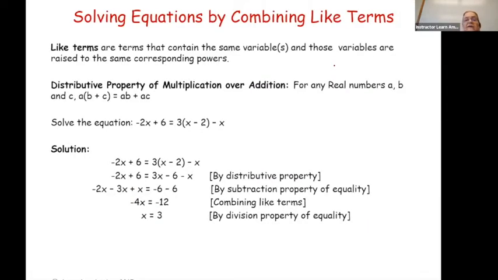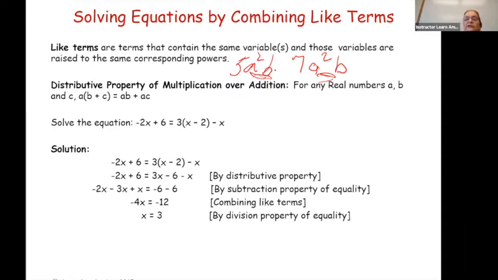Let's take a look at solving equations that involve combining like terms. Now, what do we mean by like terms? Like terms are terms that contain the same variables, and those variables are raised to the same corresponding powers. For example, if you have 5a squared b and you have 7a squared b, these are like terms because both of them involve the same variables raised to the same powers. Doesn't matter that the coefficients are different numbers.